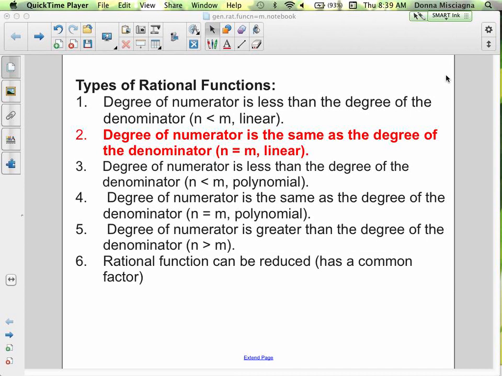And now the degree of the numerator is the same as the degree of the denominator. Right? So now not just going to be a constant in the numerator, there'll be an x term. It's linear, so we're still just going to have x to the first power. But now we're going to have an x in the numerator and an x in the denominator.